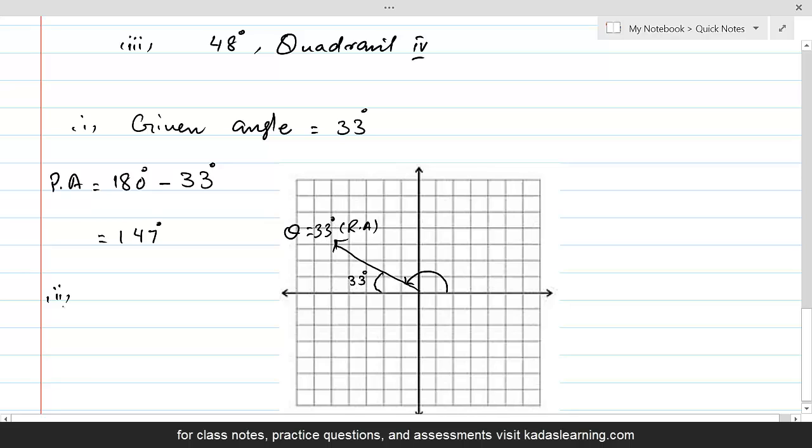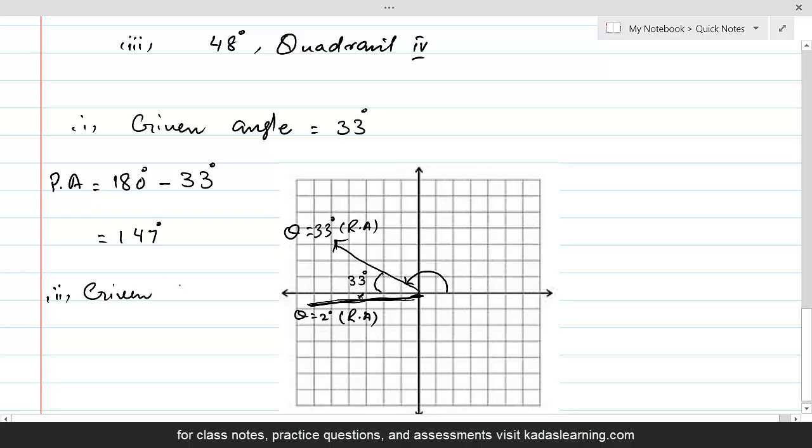And for question number 2, this is 2 degrees in quadrant 3. So 2 degrees is a very small angle, so this is a line almost representing 2 degrees. Theta equal to 2 degrees is the reference angle. So this angle here is 2 degrees.